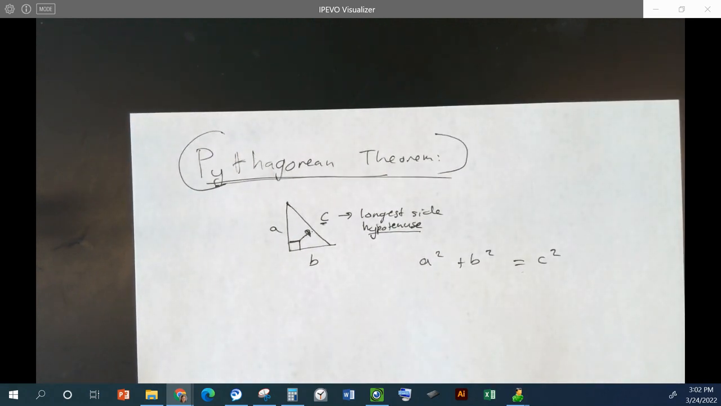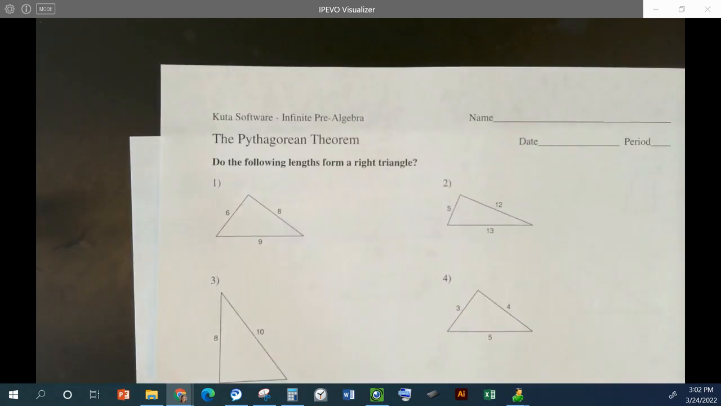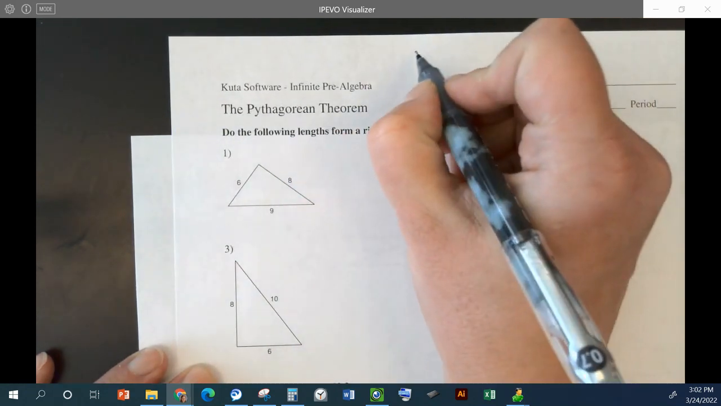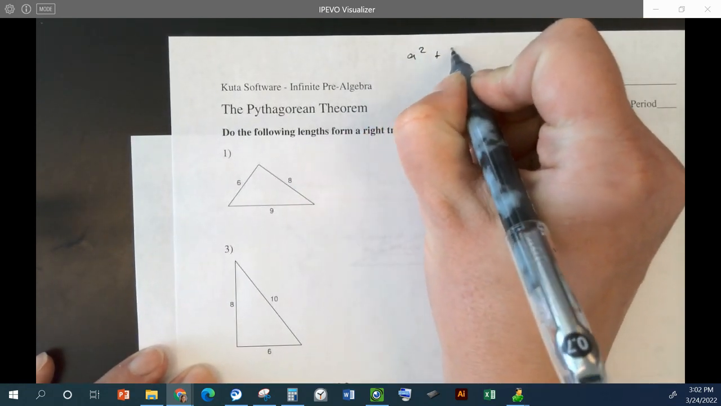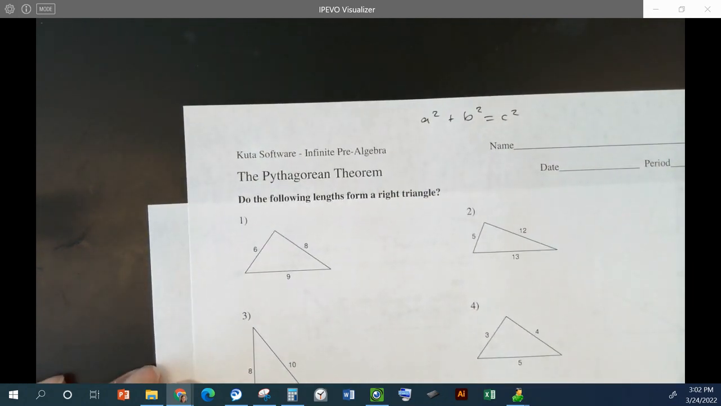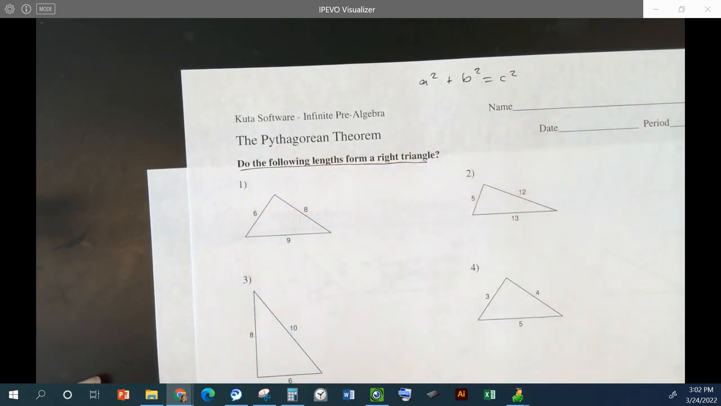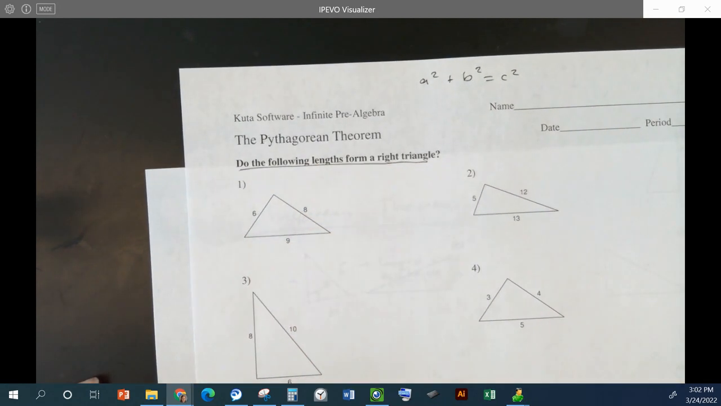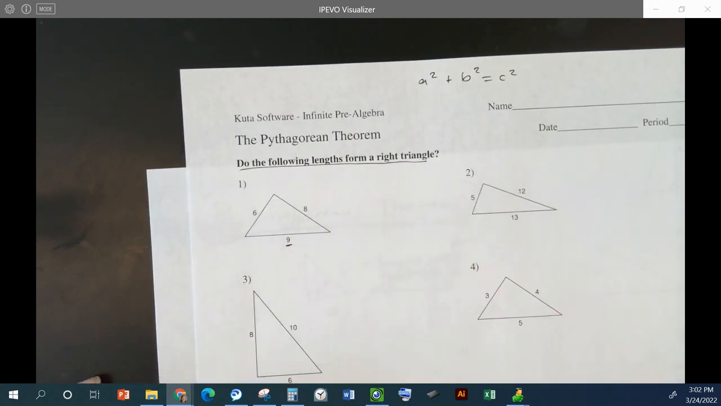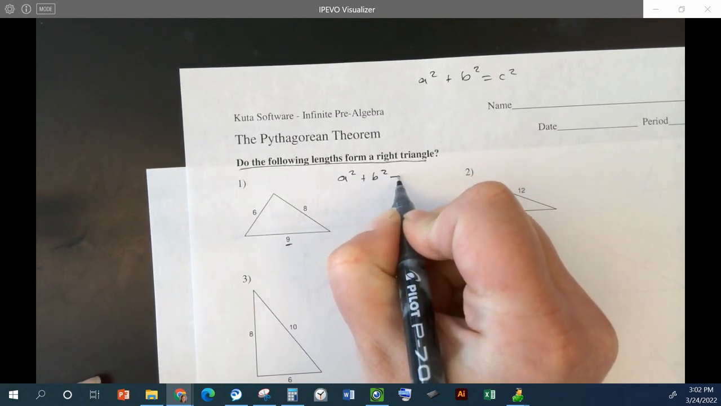Okay, so let's look at some examples. The first four on here, if I were you, I would probably write a squared plus b squared equals c squared on my paper somewhere. Then you don't have to go back and forth to your notes. So we need to check: do the following lengths form a right triangle? We need to find the long side. This one's the longest, so we need to plug it into the right spot.